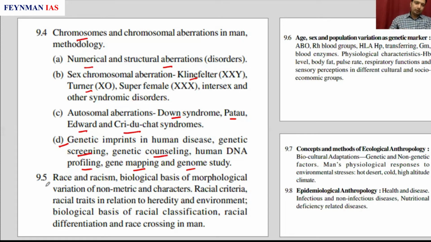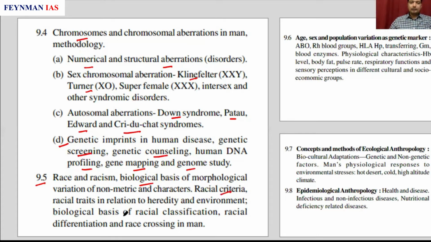Then moving on to 9.5, this is again a core idea in anthropology, which is the concept of race and racism. So here we study, do races actually exist? What is the biological basis for classifying people into various subcategories of species or races? Okay, so racial criteria, there are a lot of overlapping topics here.